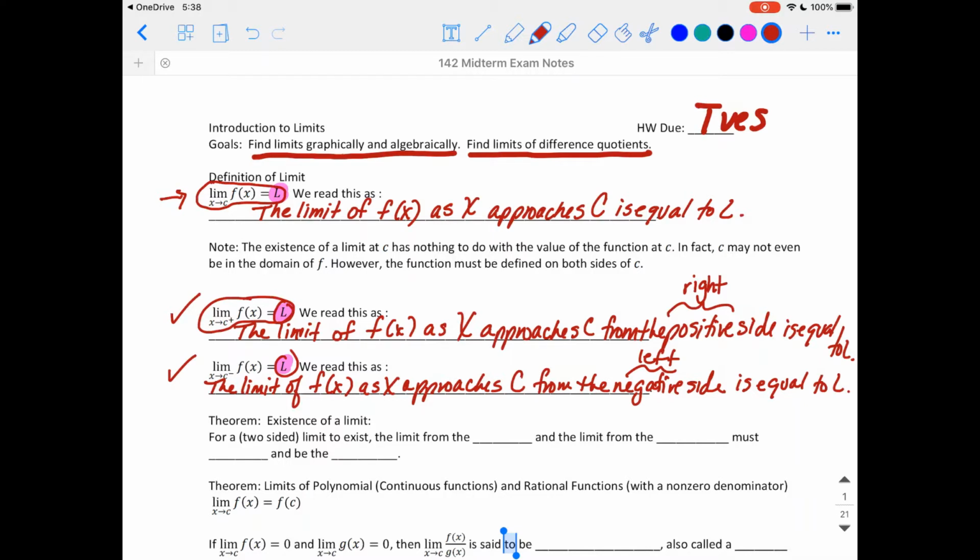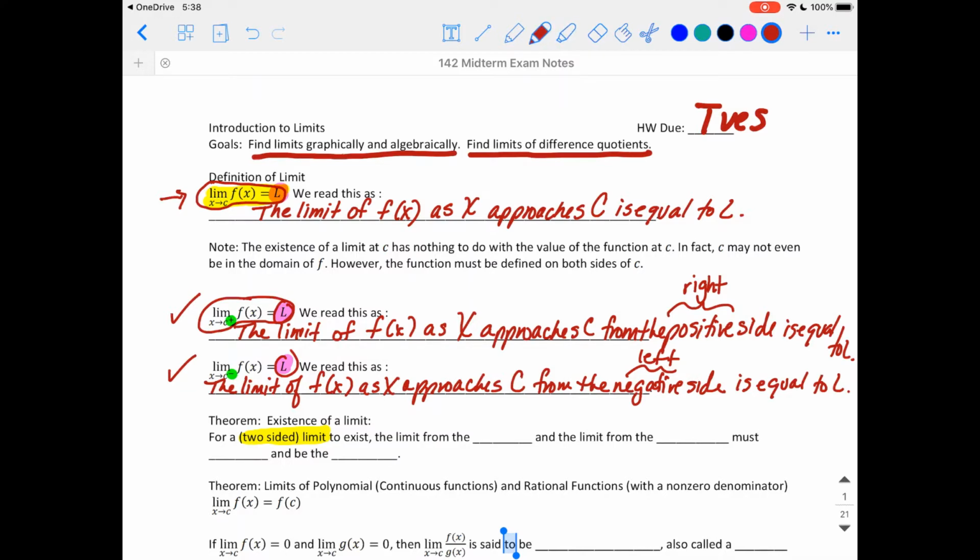And we'll be practicing some pretty soon here. So we have a theorem. It says existence of a limit for a two-sided limit to exist. So what is a two-sided limit? An example of a two-sided limit is this right here, because it doesn't ask you for the positive or the negative limit that is going to be listed right there and right there. So for a two-sided limit, it doesn't have the positive or negative, so it's implied that you need to have both of them. So what I highlighted in yellow is a two-sided limit.